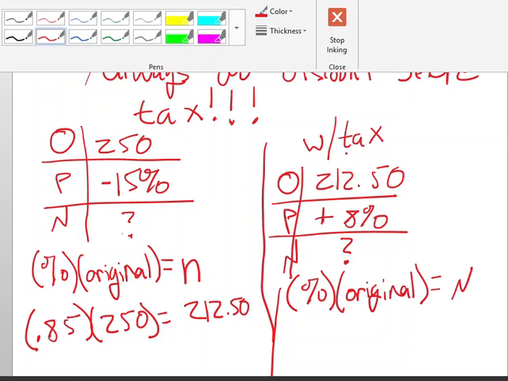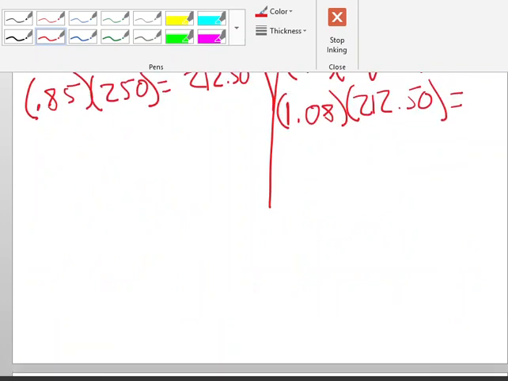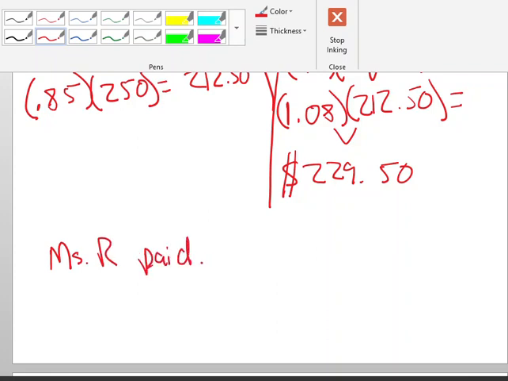So in this case, since my 212.50 is my new original, I'm paying 1.08. So that's 108% times 212.50 is equal to my new price. And that is going to give me $229.50. Sorry, it moved a little. Okay. All right. So, Miss Raiffeis paid $229.50.